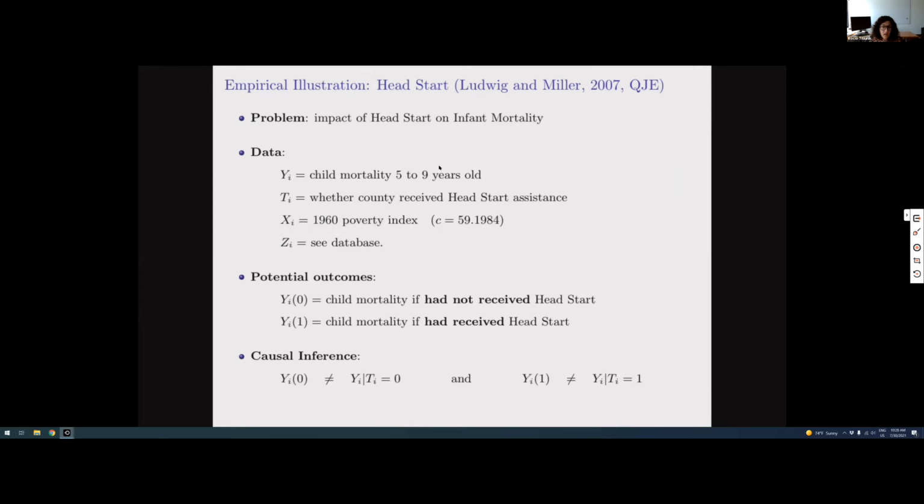that is going to be highly correlated with the outcome of interest, which is child mortality: mortality from causes that might be affected by Head Start in children 5 to 9 years of age. So you can see how this immediately creates a problem of comparability between treated and controls.